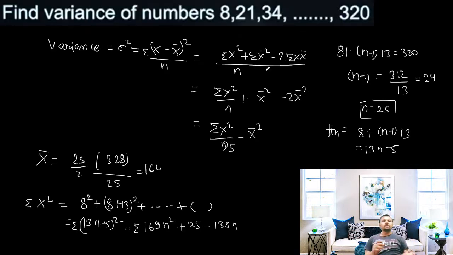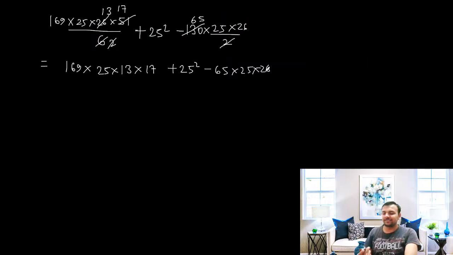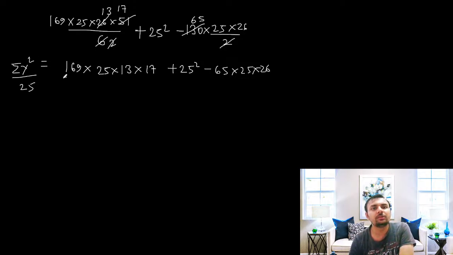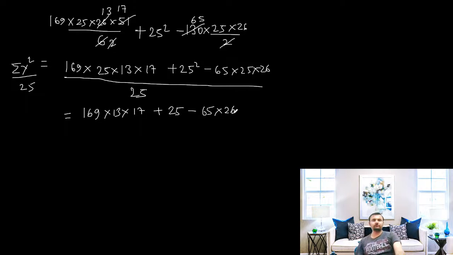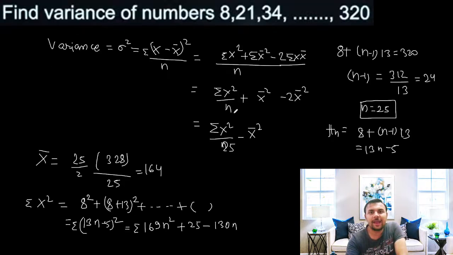Okay. We have to divide by 25. Okay. Let's divide by 25. This is summation x square. Let's divide by 25. We are getting 169 into 13 into 17 plus 25 minus 65 into 26. Okay, we will have to solve this.